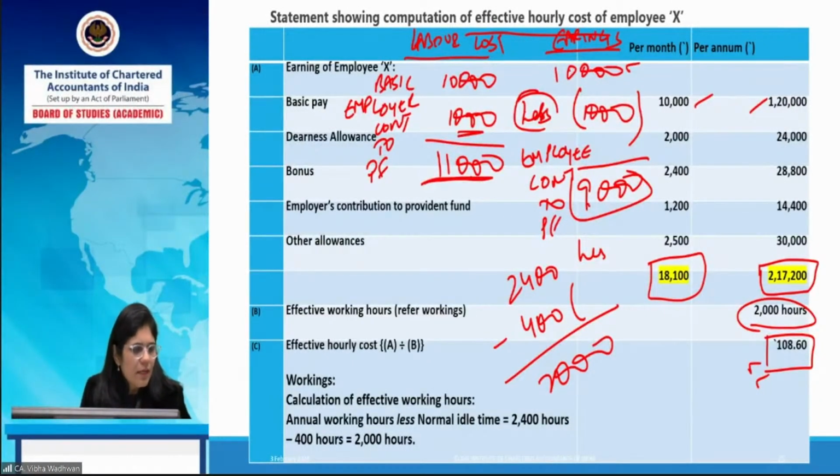Is it right that employee contribution is not part of salary? Yes, employee contribution is not part of salary, which means the employee will get it when he retires or when he leaves the organization. Then he will get this PF amount. During the service, no employee gets the Provident Fund contribution. Provident Fund is a retirement benefit.